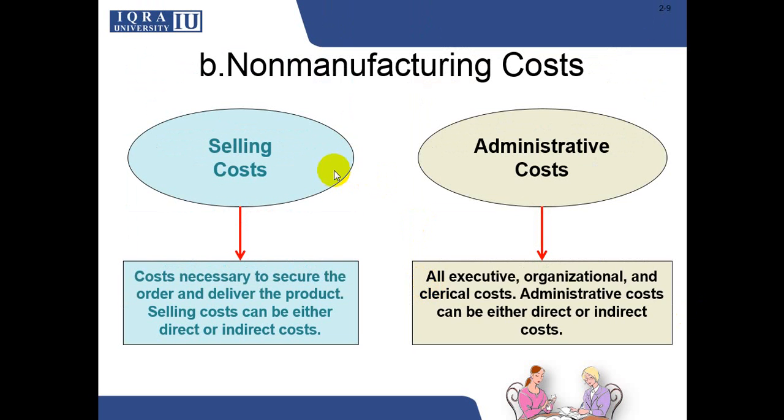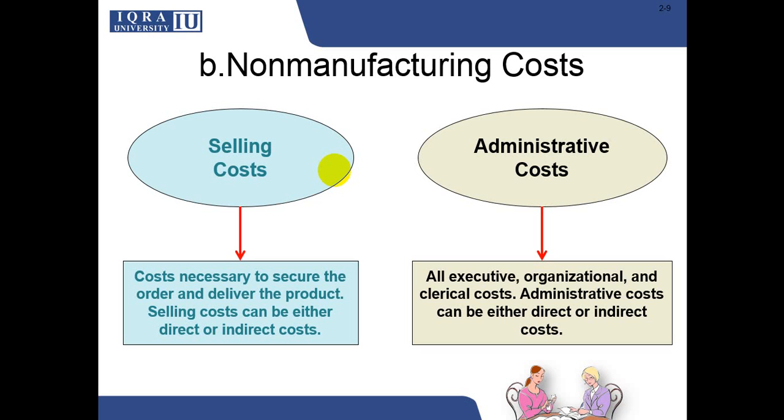Now, we are going to discuss non-manufacturing costs. Non-manufacturing costs are classified into two broad categories: one is selling expense and the other one is admin expense. Non-manufacturing costs are necessary to carry on general business operations but are not part of the physical manufacturing process. These costs are represented during a period of time and are not calculated into the cost of goods sold.